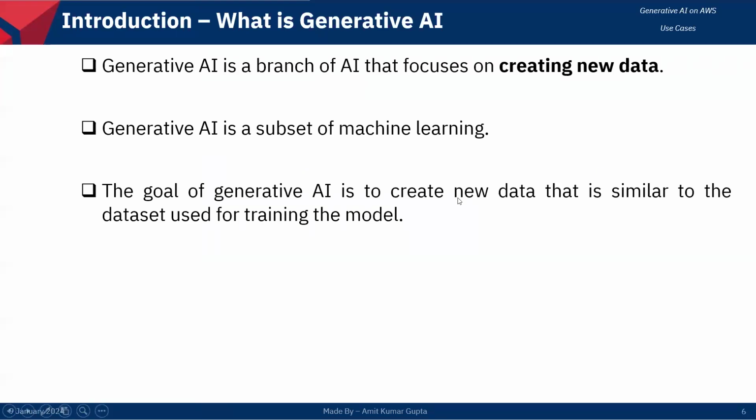Now we will discuss what generative AI is. Generative AI means creating new data. Generative AI is a branch of AI that focuses on creating new data. Generative AI is a subset of machine learning, you can say a subset of deep learning, and deep learning is a subset of machine learning, right? The goal of generative AI is to create new data that is similar to the data set used for training the models.